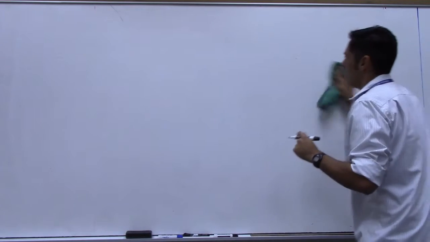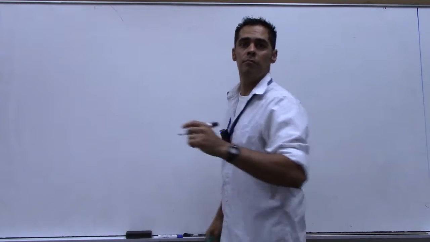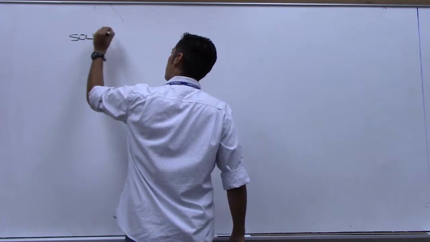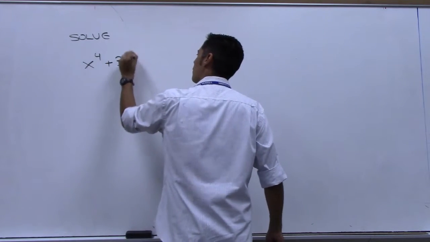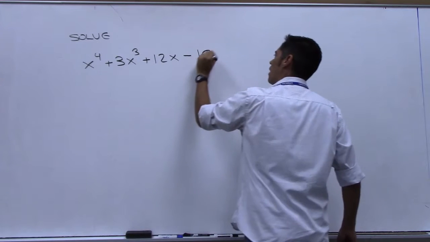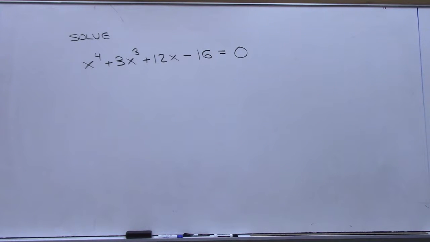x minus 1, x plus 4. Okay, give me the polynomial that you started from. x to the 4th plus 3x cubed plus 12x minus 16. Okay, this was a problem out of the 15 problems. Which number was it? It was the first one?